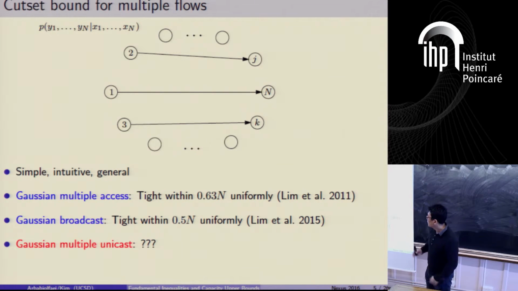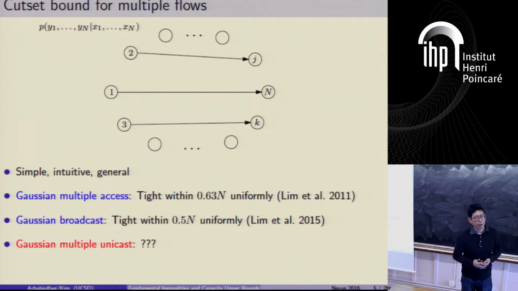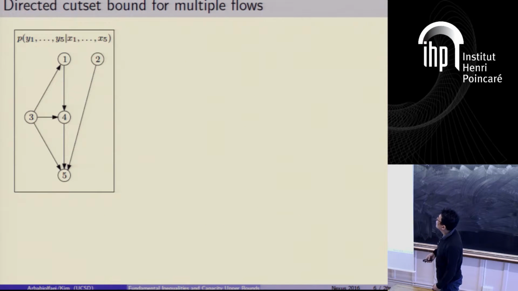So what remains is how to solve multiple unicast. And for that case, actually, we don't know. The cut-set bound seems to be abysmal. And what we can achieve, I mean, we don't know how to actually do anything here. Okay. And here is one attempt to tighten the cut-set bound, which we call the directed cut-set bound.